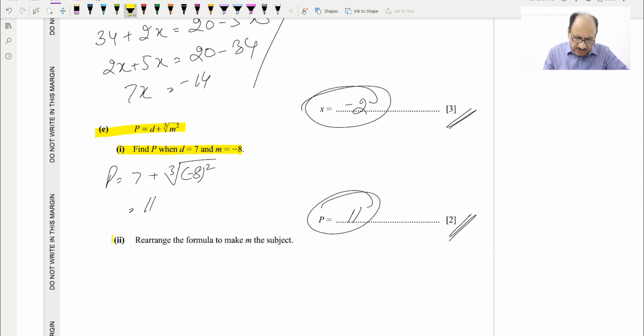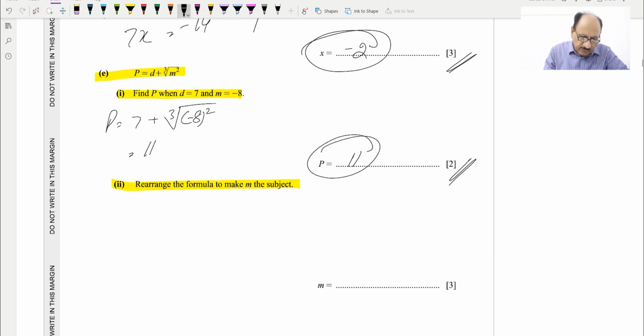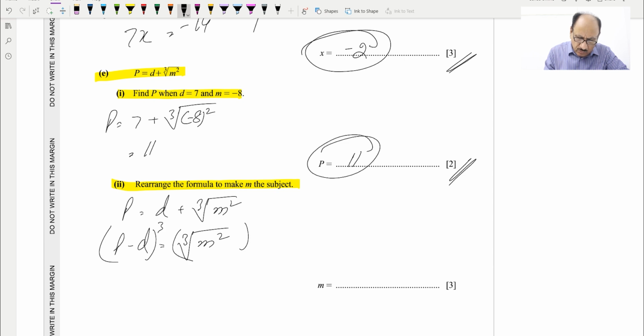Now the next part, rearrange the formula to make m as the subject. So formula is this one, p is equal to d plus cube root of m square, and we can shift d to other side, and this will be p minus d is equal to cube root of m square. Then we'll have to take cube on both sides, and cube root will be cancelled by cube, so it will be p minus d cubed is equal to m square.